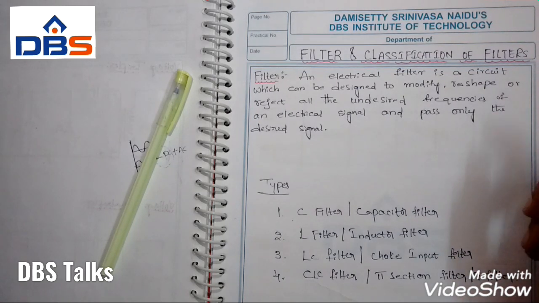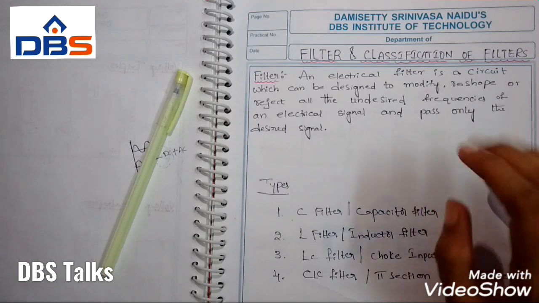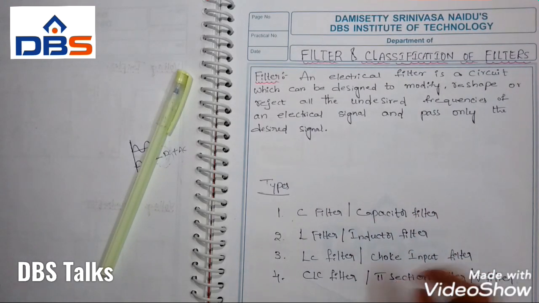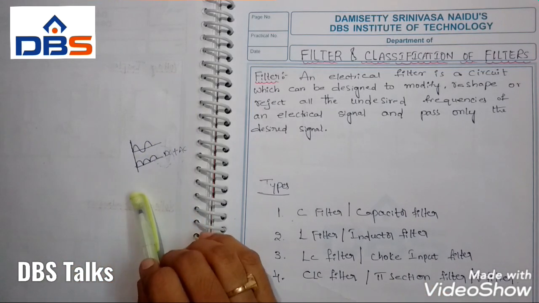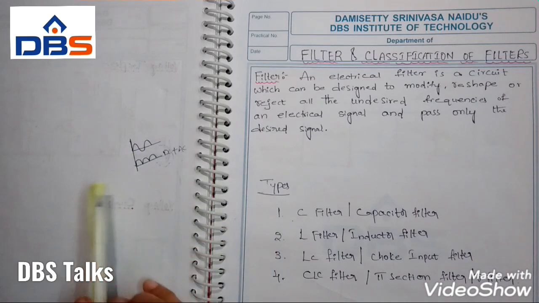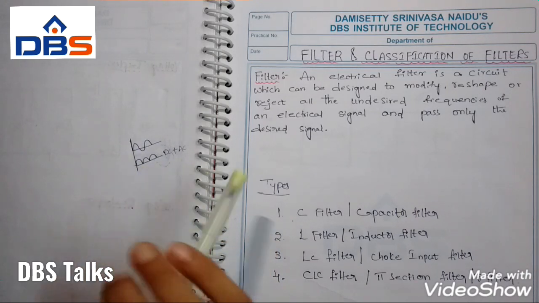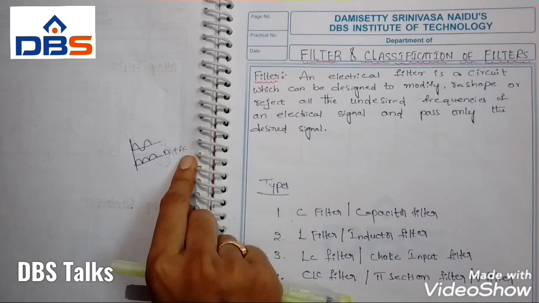We already know that the output of a rectifier is pulsating DC, which means that it is not a pure DC. It consists of some AC component also. If you observe the waveforms here, it is the input waveform of a FWR, full wave rectifier, and it is the output waveform. So it consists of a DC component as well as some AC component also.